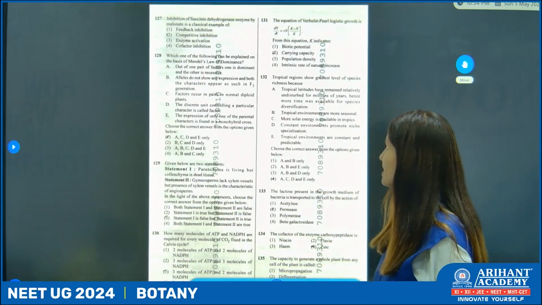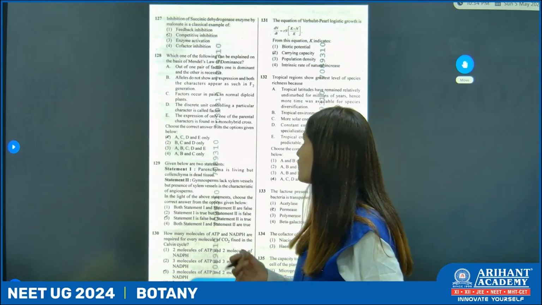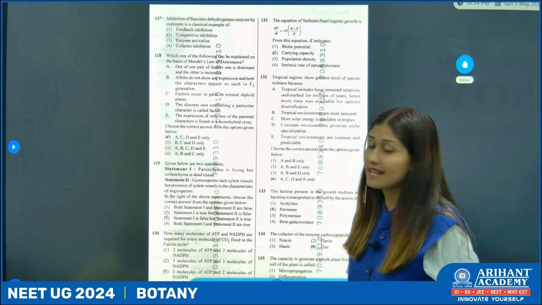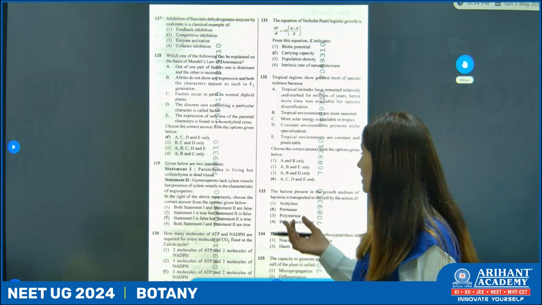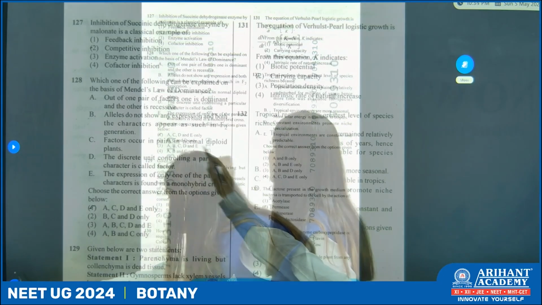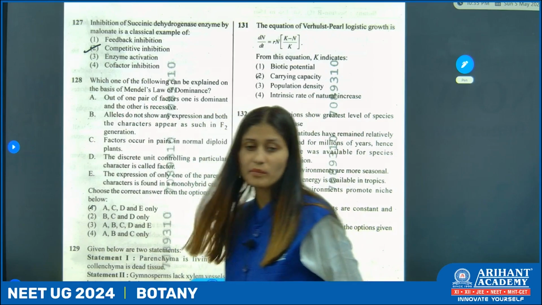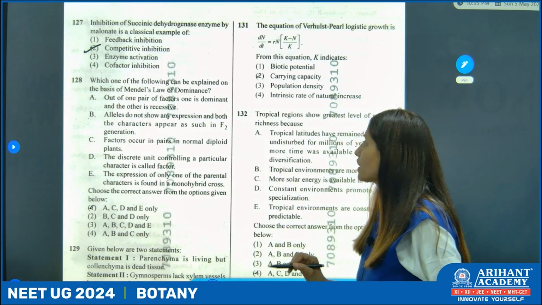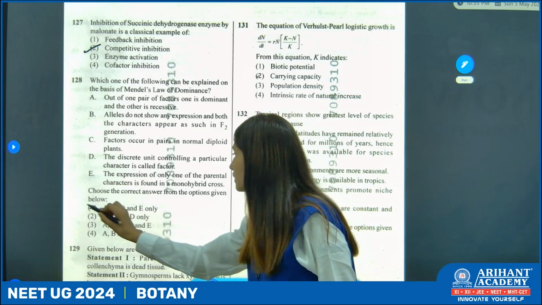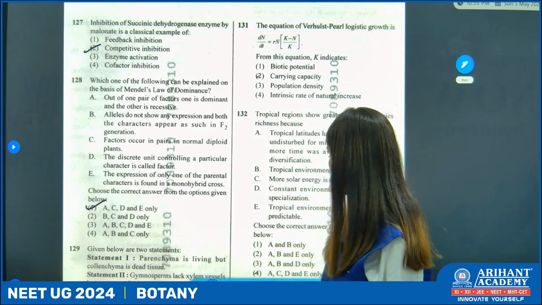Alright, 127. Inhibition of succinic dehydrogenase enzyme by malonate is classical example of what? It is the classical example for competitive inhibition. So, answer for this is competitive inhibition. Okay, which one of the following can be explained on the basis of Mendel's? So, this is the right answer. First one is the right answer.